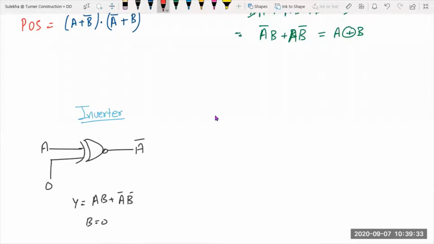That means that whenever you are giving 1, you will get 0 as your output. Whenever you are giving 0, you will get 1 as your output. So this is working like an inverter. Okay. So in the second case, you can use that one as a buffer also.